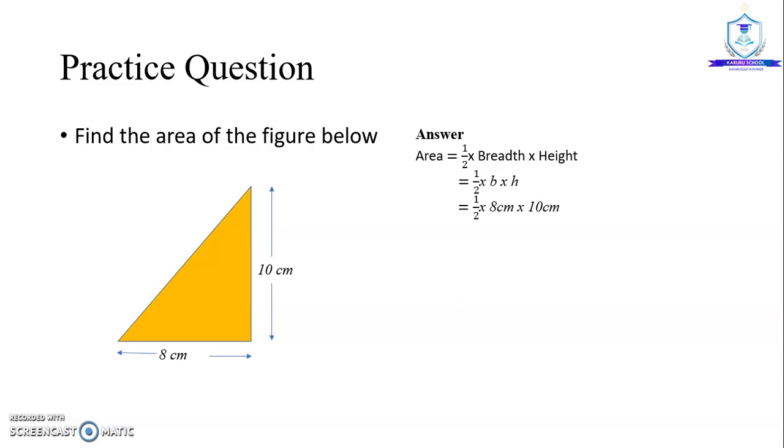Substituting in the figures for B and H, we have the area given as a half multiplied by 8 multiplied by 10 centimeters. Notice that we can simplify the numbers given, so we can divide 8 by 2 and we can divide 2 by 2. Upon simplifying, we find that 2 divided by 2 gives us 1, 8 divided by 2 gives us 4 centimeters. Therefore now our equation becomes 4 centimeters multiplied by 10 centimeters. And upon simplifying, we realize that the area now becomes 40 centimeters squared.